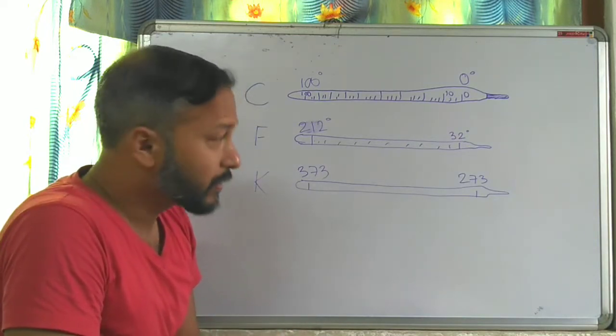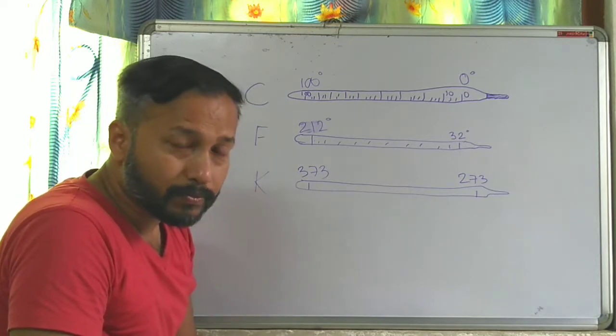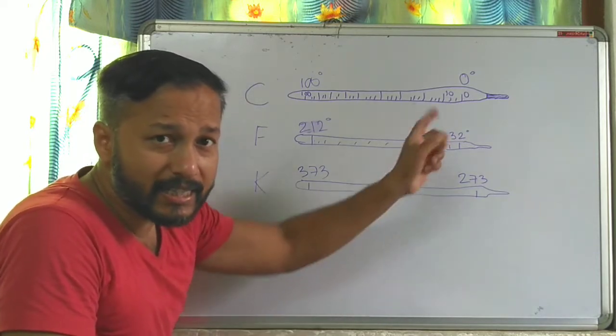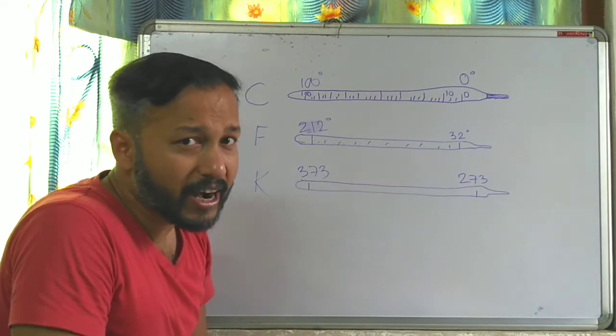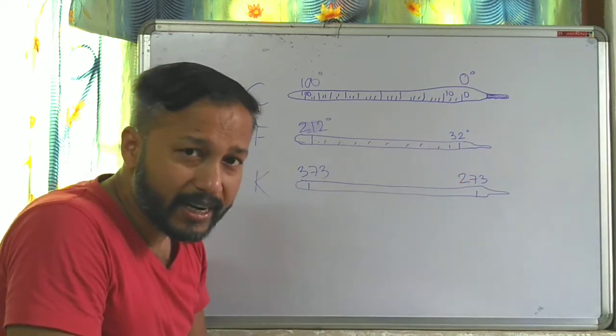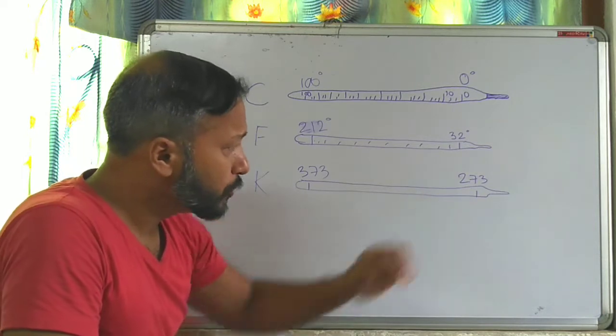Don't give it. Fine. Now, as I told you, Celsius starts from 0 degrees, Fahrenheit starts from 32 degrees, and Kelvin starts from 273.